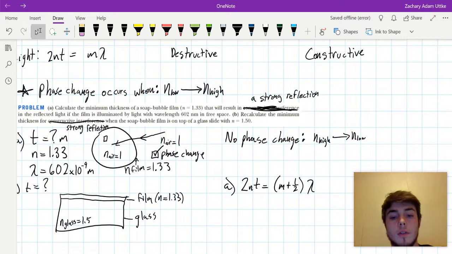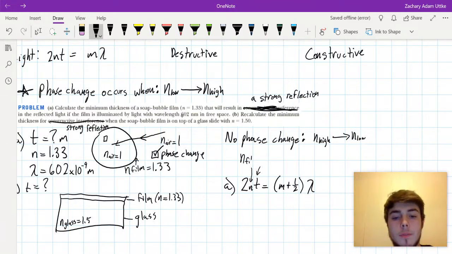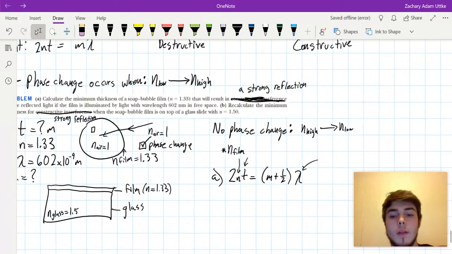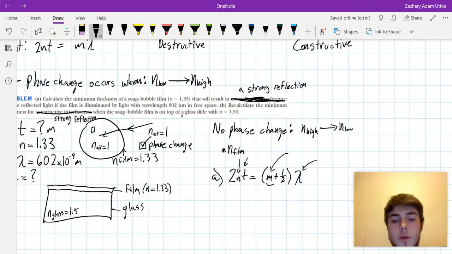So thickness is what we're going to be solving for. N will always be the N of film. This is important to note. Always use the film index of refraction. Lambda is the wavelength of light which we are provided with. And m, because we're looking for the minimum thickness, we want this term to be as low as possible. So in that case, we're going to use m equals 0.